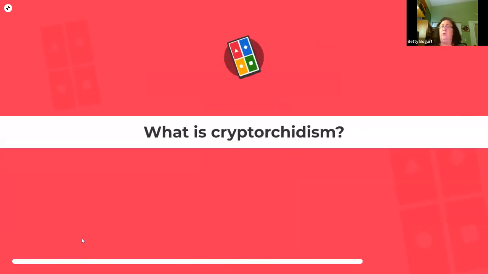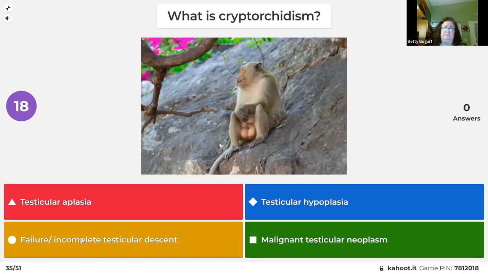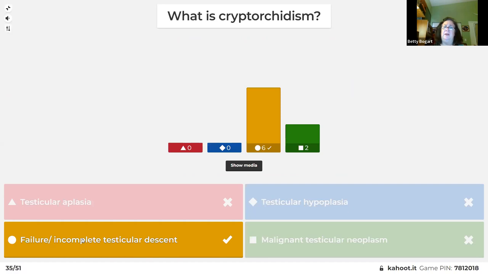What is cryptorchidism? This is one of the things I've put in a Kahoot question so that we have it covered. And this has to do with the male infant that's born, and the testicles don't come down. That's why the pediatrician checks the hips, makes sure they're moving, then goes to the testicles and feels to make sure they're down.